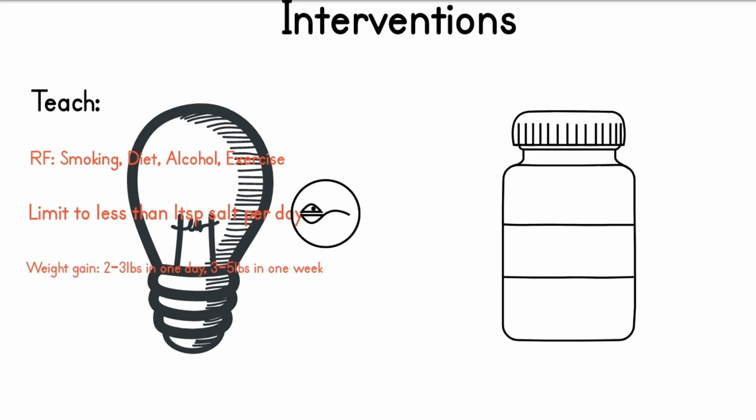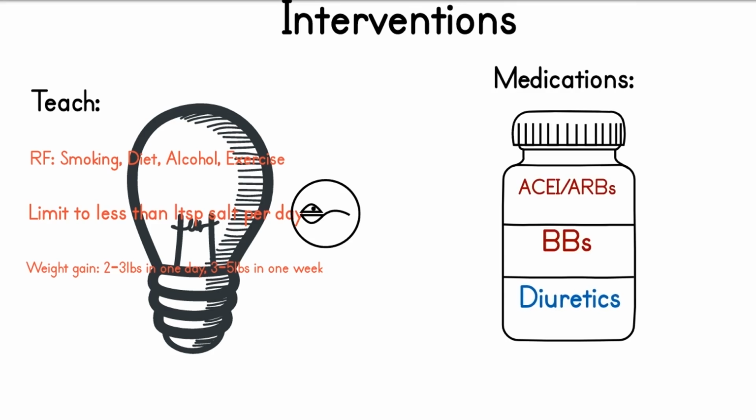Medications for heart failure may also be ordered, in addition to these above interventions. These include ACE inhibitors, ARBs, beta blockers, diuretics, Natrecor, Entresto, and positive inotropes. Each of these will be discussed in detail over the next few slides.